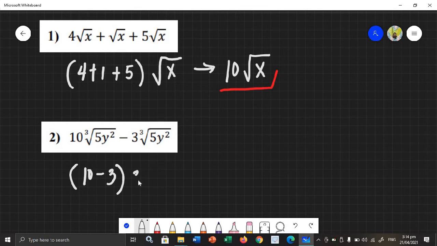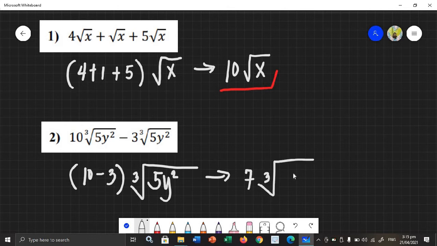And then, copy natin yung radicand, which is cube root of 5y squared, or to the second power. So, we have 10 minus 3, that will result to 7, and then copy lang natin ulit yung radicand. So, we have cube root of 5y to the second power, and this is now the difference of example number 2. We have 7 and cube root of 5y squared.